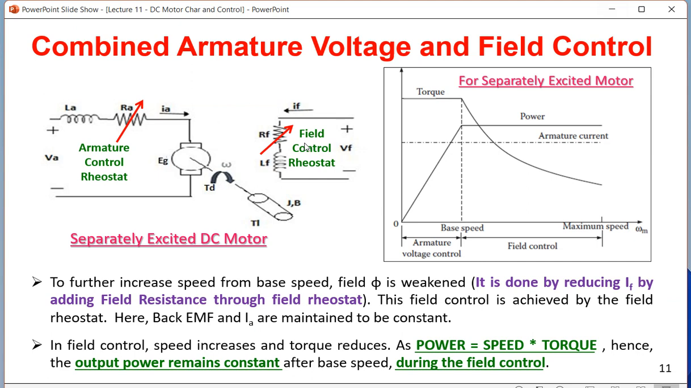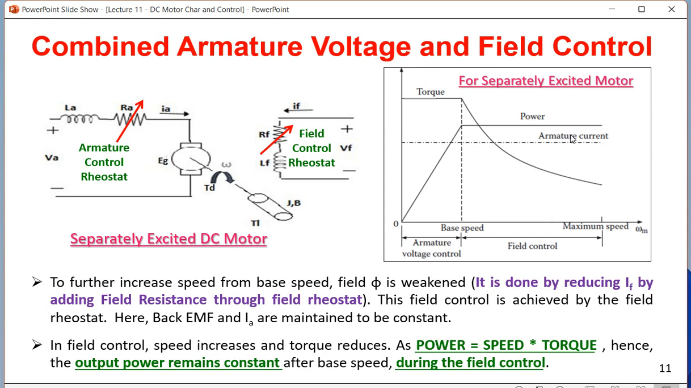So this is actually combined armature voltage and field control. What is the job of armature voltage control? To keep the torque constant between 0 to base speed. What is the job of field control? To keep increasing the speed so that the torque will reduce and power will be kept constant.